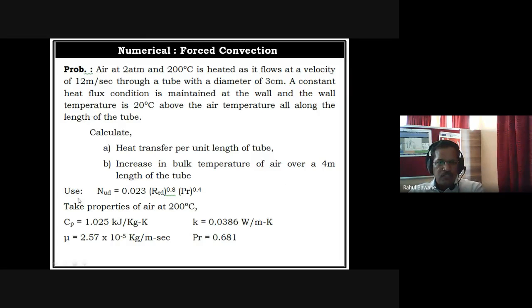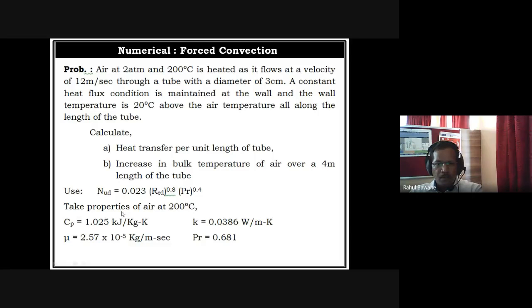And they further give the Nusselt number relation. Many times it is given as Nu_D, that means along the diameter, or Nu_L, that means along the length. So this suffix shows only the diameter or length. So the Nusselt number along the diameter is 0.023, Reynolds number along the diameter raised to the power 0.8, Prandtl number raised to the power 0.4.